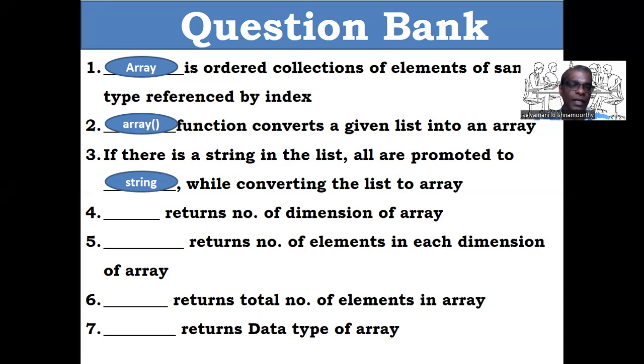Now attributes. Dash returns the number of dimensions. What is it? Very good, ndim. Dash returns the number of elements in each dimension of an array. What is this? Number of rows and columns. Shape, very good. Dash returns the total number of elements in the array. Size. Total number of elements means size. Dash returns the data type of the array. Very simple. What is this? Very good, dtype. Am I right?